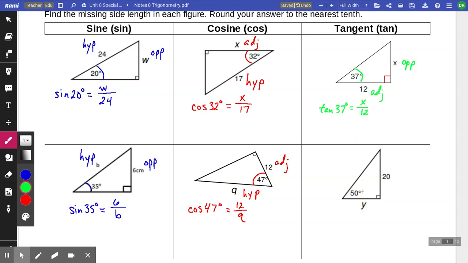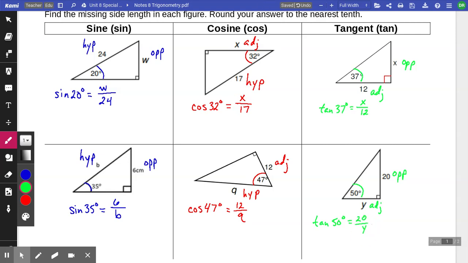Okay, and one last scenario here, another one. We have the angle 50 degrees, and if you haven't caught on, it doesn't matter how big the angle is. What we look at is what sides are provided related to this angle. And so if we have 50 degrees right here, you notice we have the two legs marked once again. 20 is the leg opposite from this angle, and y is the leg adjacent to this angle. And so what we can write is that tangent of 50 degrees equals your opposite leg, 20, over your adjacent leg, y.